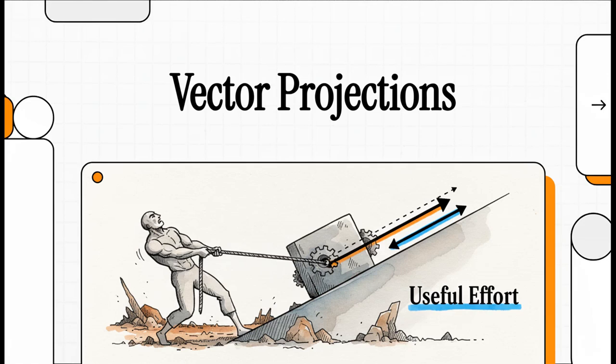Have you ever felt like you're putting in a ton of effort, but not really getting anywhere? Well, in physics, that's not just a feeling, it's a measurable fact. So today, we're going to talk about vector projections, which is basically the math that lets us find the useful part of any effort and separate it from the energy you just, well, waste. Let's see how it's done.